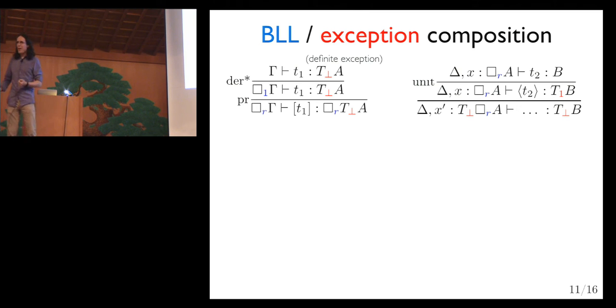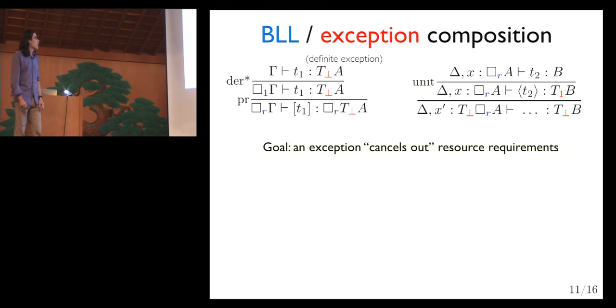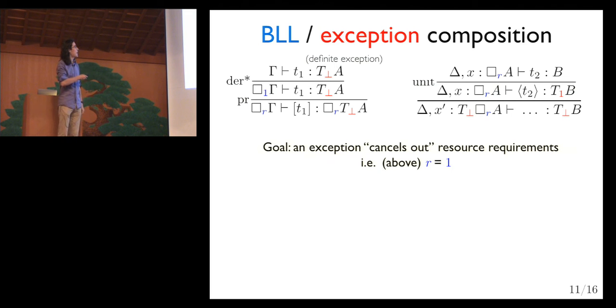But do I really need r copies of my exception? Because I'm not going to read r copies of A here because those A's aren't going to exist. So I only need 1 copy of the exception, which I can just pass through to the end, and I'm not even going to run T2. So our goal is to have an effect and coeffect interaction that says that exceptions cancel out resource requirements. So that means on the left here, we want to set r to be equal to 1.